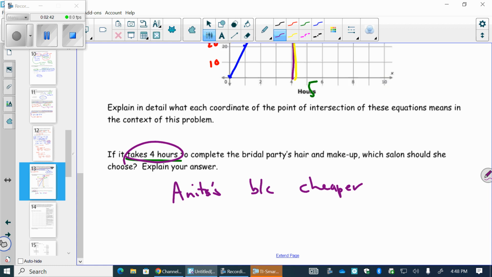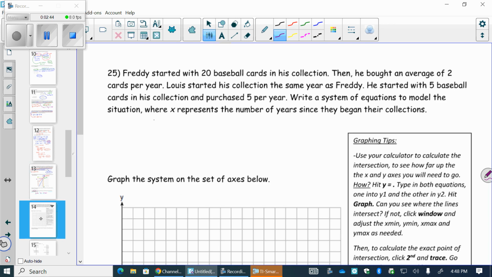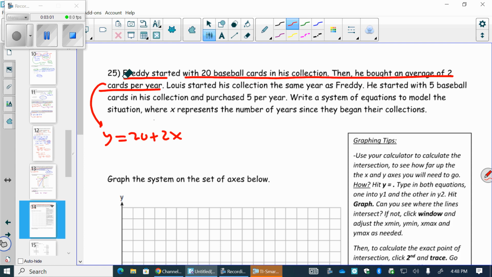All right, let's go to the next one. Freddie started with 20 baseball cards in his collection, then he bought an average of 2 cards per year. So let's make an equation just for that. He starts with 20 and gets 2 a year. So y equals 20 plus 2x. And then there's this other person, Lewis. He starts with 5, and his collection grows by 5 per year. So y equals 5 plus 5x.